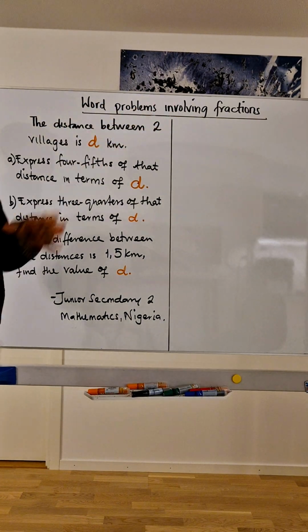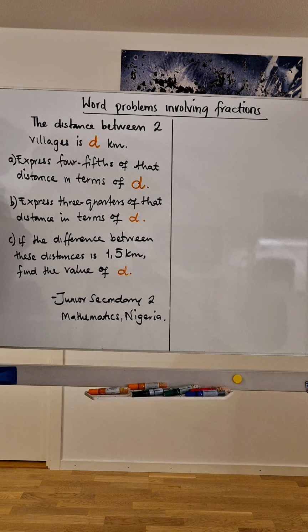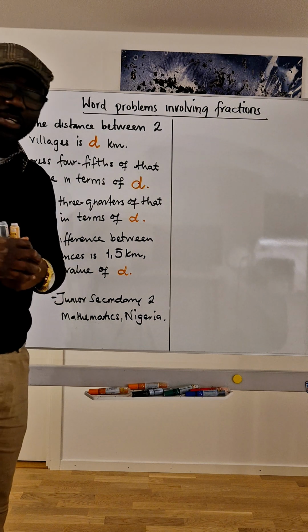What problems involving fractions? The distance between two villages is d kilometers. Express 4/5 of that distance in terms of d. Express 3/4 of that distance in terms of d. If the difference between these distances is 1.5 kilometers, find the value of d. This question is taken from Junior Secondary 2 Mathematics, Nigeria.